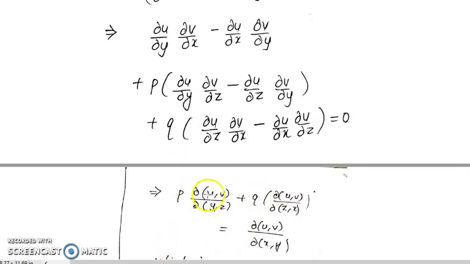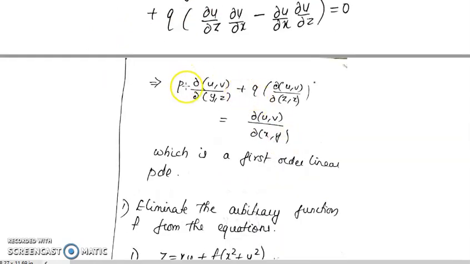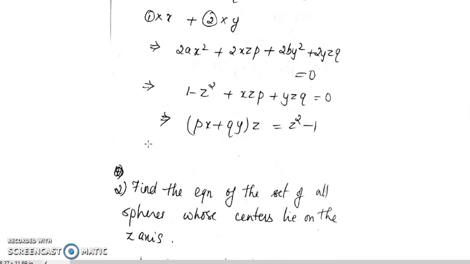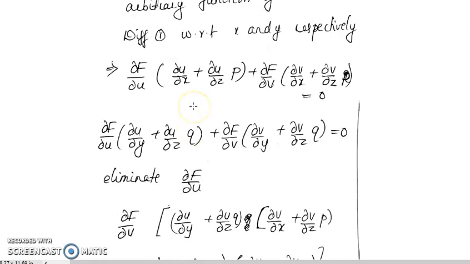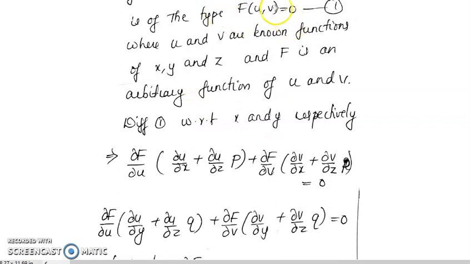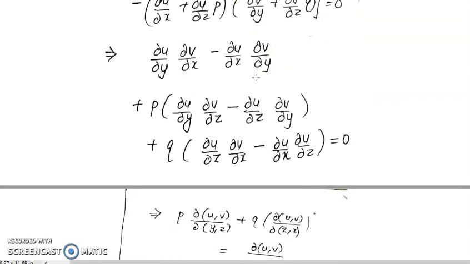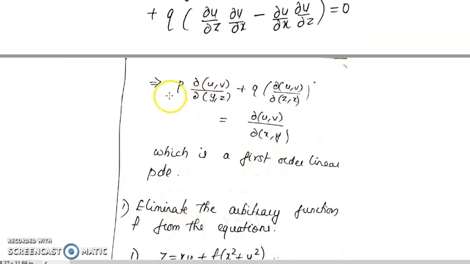So you are going to get the determinant. So p times dou of (u, v) by dou of (y, z), that is the determinant with rows u_y, u_z and v_y, v_z. Similarly here you will get dou of (u, v) by dou of (z, x), and this is dou of (u, v) by dou of (x, y). Now this is a first order linear PDE. So if you have an arbitrary function f of (u, v) equal to 0, this corresponds to a first order linear PDE, the equation that is of this form.